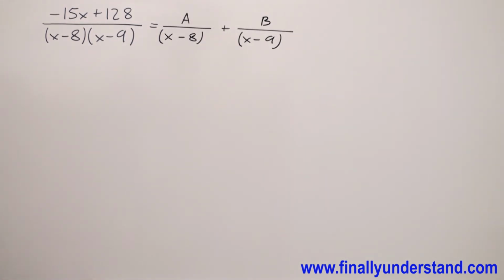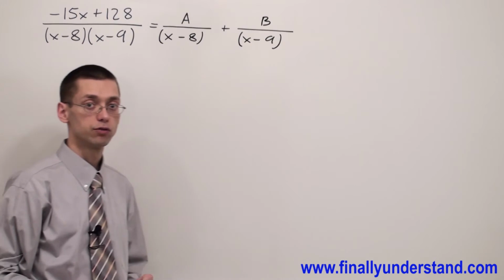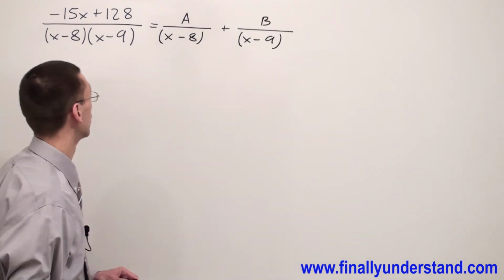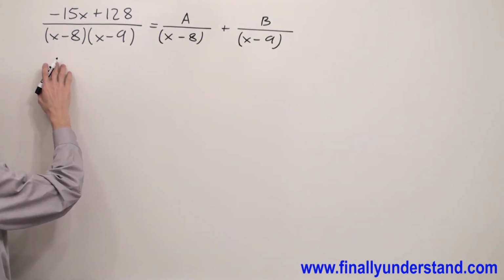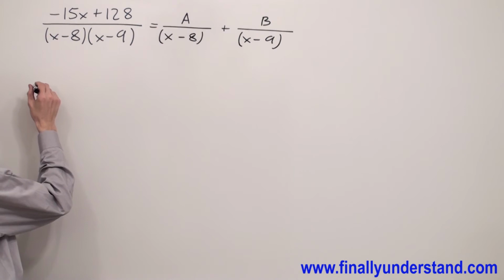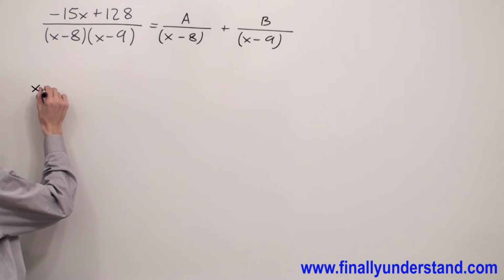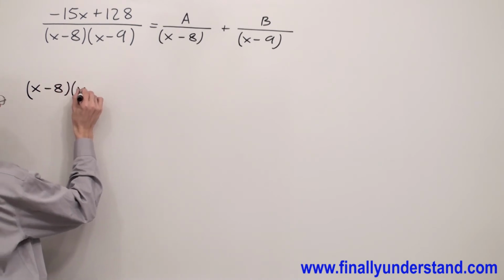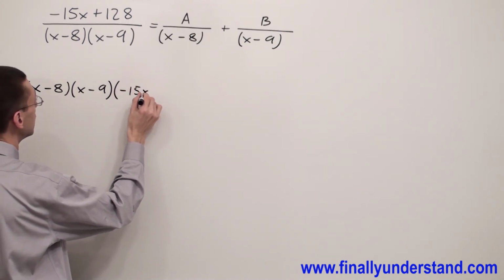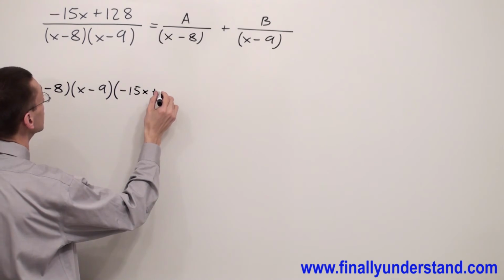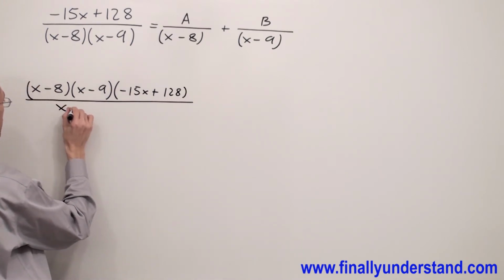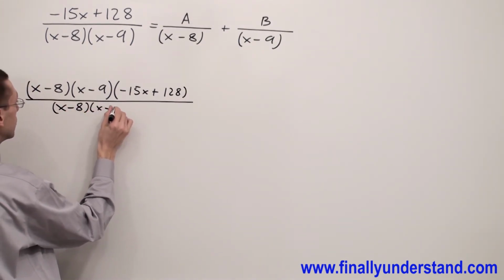Next, I have to find values of a and b. How can I do so? I have to multiply the left side and the right side of my example by the common denominator. The common denominator for all these fractions is x minus 8 and x minus 9. That's why I'm going to multiply the left side by x minus 8, x minus 9, negative 15x plus 128 over x minus 8, x minus 9.